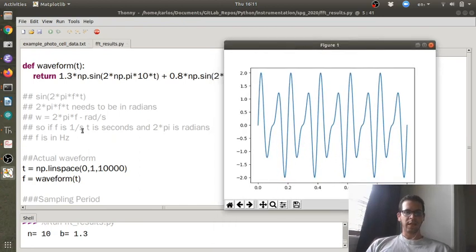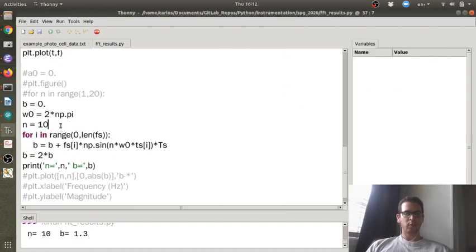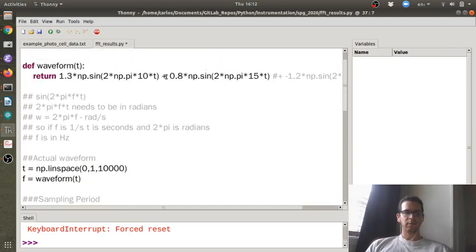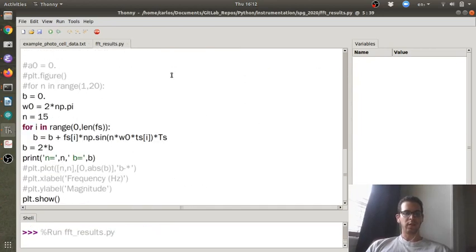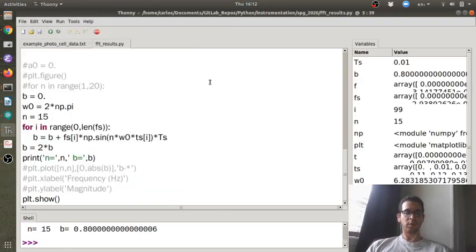But the FFT program that I wrote doesn't care. At 10 hertz, you've got a magnitude of 1.3. So what do you think is going to happen if I do a frequency of 15? Well, I should get 0.8, right? At a frequency of 15, I've got a magnitude of 0.8. So if I run this, I got 0.8. So that means it's working pretty well, right?